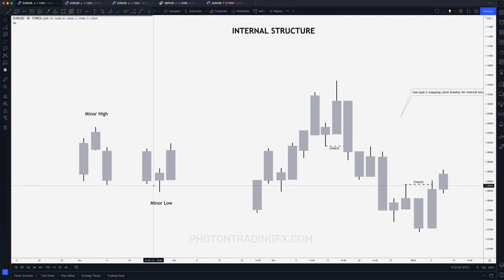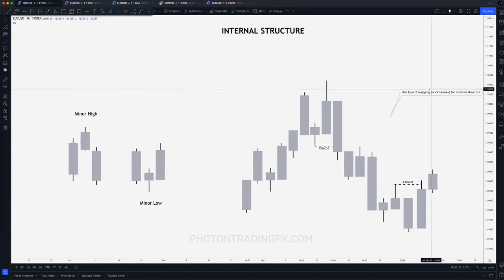Type 2 mapping for when I'm looking at internal structure. Okay, I've written that over here. So for internal structure, I'm purely looking at, I draw the line on the wick and price can close or wick above it. Okay, wick breaks are fine. For swing structure, I want to see a candle closure, but we'll look at that in the next video, okay?